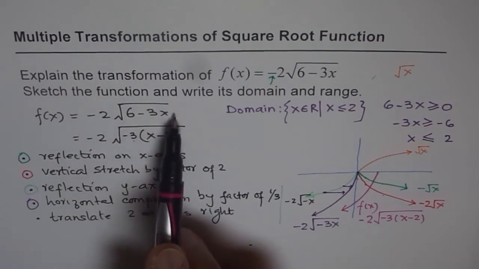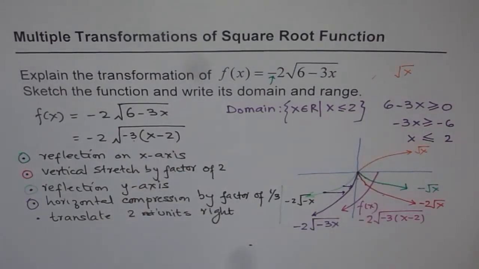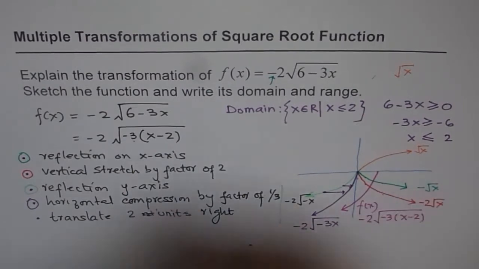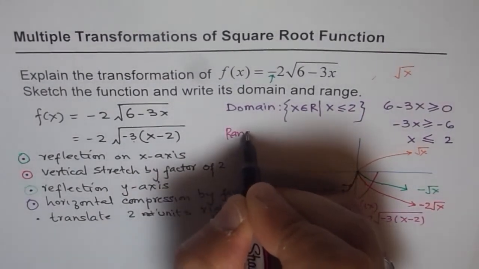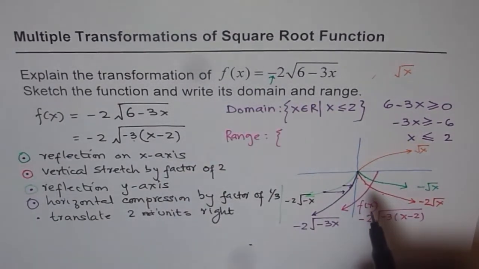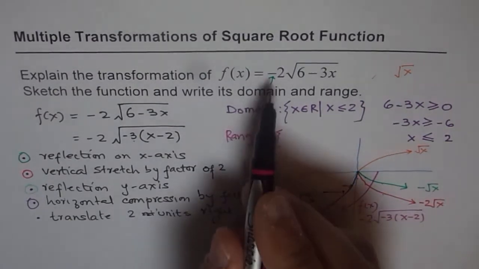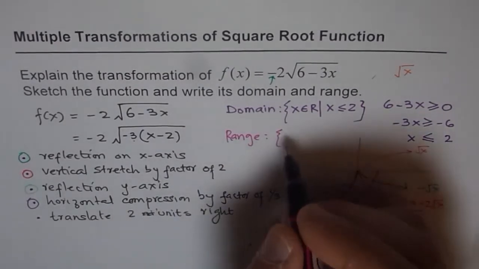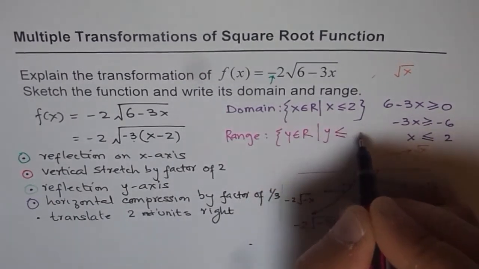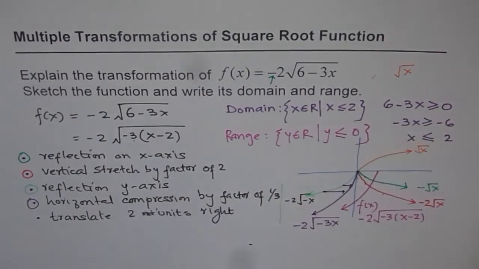If we add some vertical translations, it can move up and down, which we didn't take in this particular case. Now we got the function, right? So that is our final function. That is how it should be. What is the range of this function? Now let's write down the range. As you can see, this minus flips the range. Original range is y greater than or equal to 0, but now it becomes less than or equal to 0 because of this negative sign, correct? So we say y belongs to real numbers, so that y is less than or equal to 0, right? So that becomes the range.